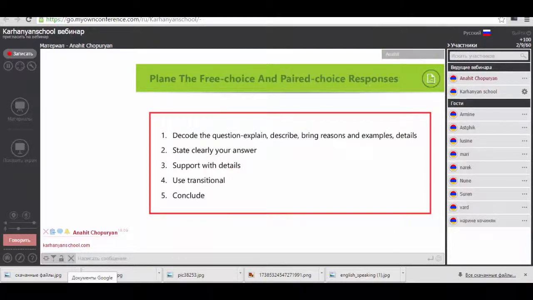Then, how to plan the free choice and pair choice response. Pair choice is the second part of the independent task, but they are planned in the same way. That's why I wanted to combine them. What is important is that you must decode the question. Decoding the question means understanding what you have to do. And the clues, the keywords, can help you a lot.